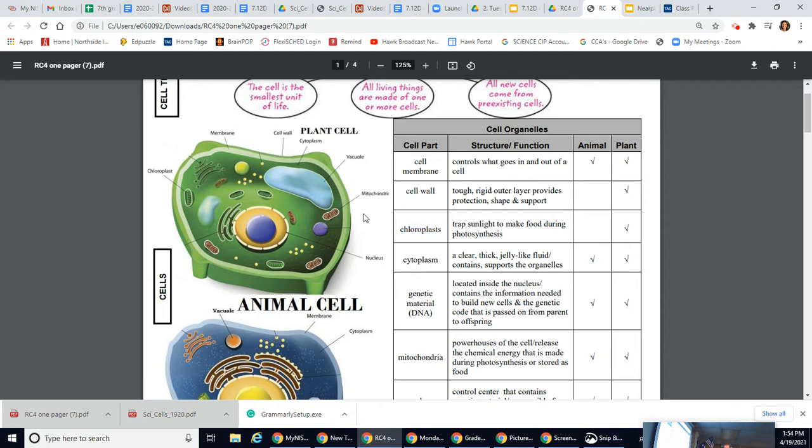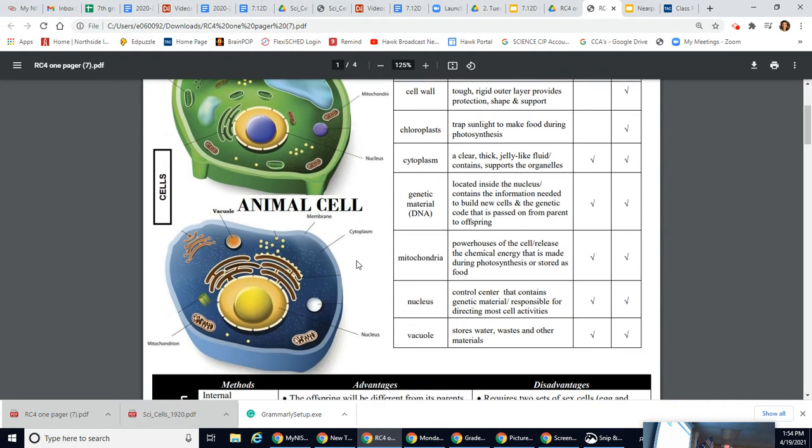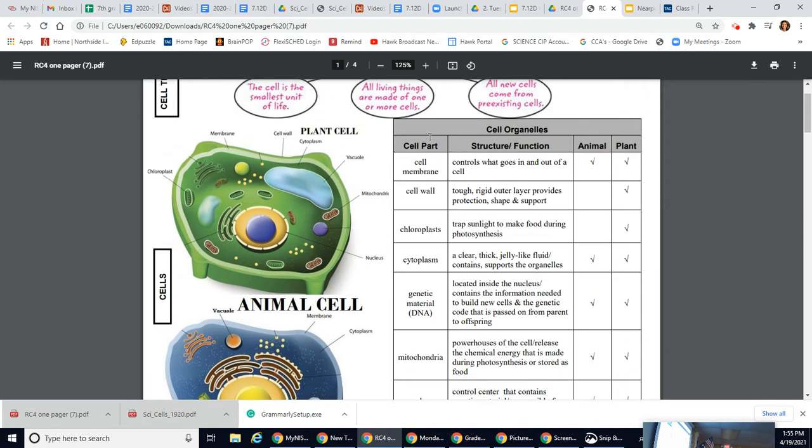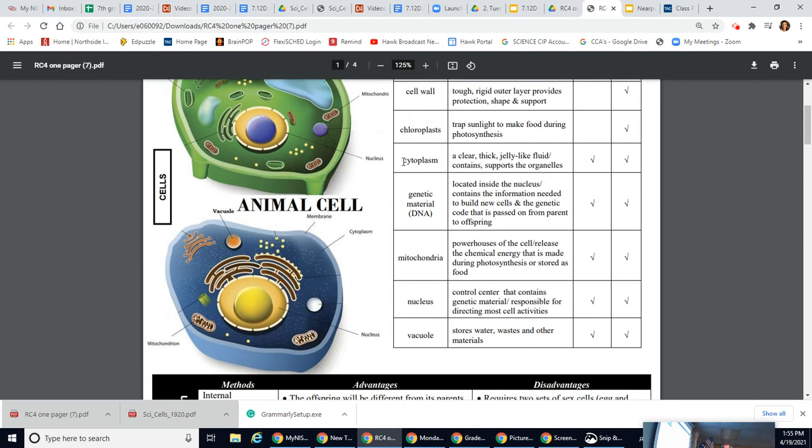So let's review them. Both plant and animals have a cell membrane. It controls what goes in and out of the cell. So it's going to be this outer membrane here, as well as this one behind the cell wall. Next, we want to talk about the cytoplasm. The cytoplasm is a thick jelly-like fluid. It contains and supports organelles.